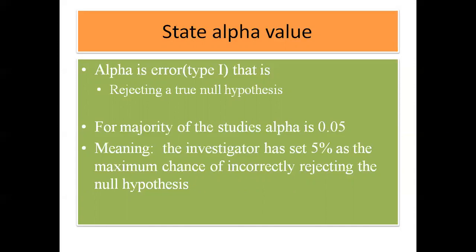For the majority of studies we keep the alpha as 0.05, meaning the investigator has set 5% as the maximum chance of incorrectly rejecting the null hypothesis when it is actually true. So this limit is set as 5%. Usually when we read most studies, we say that this value is significant at the level of 5%.